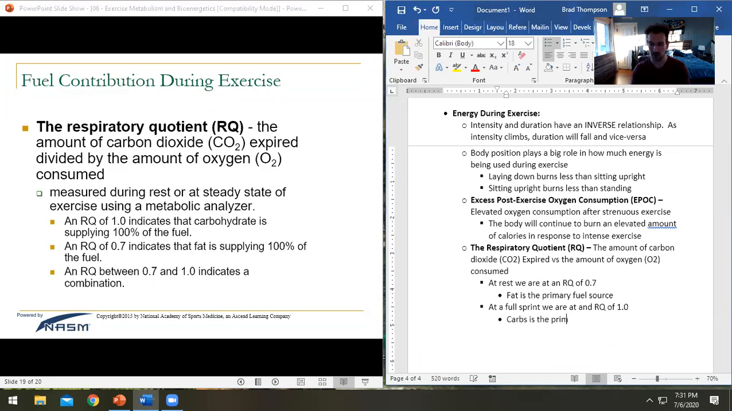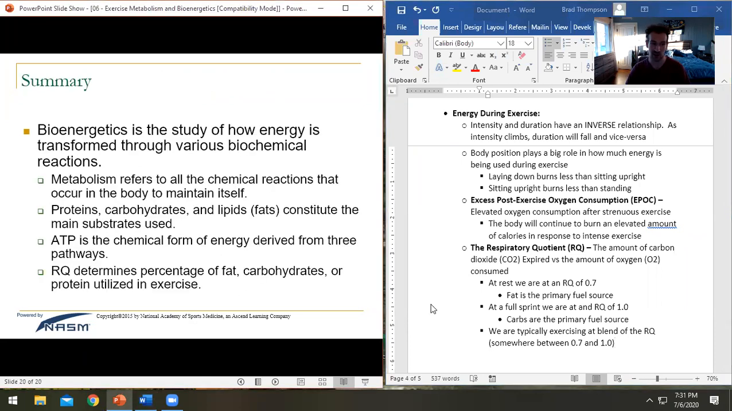Carbs is the primary fuel source, right? And we are typically exercising at a blend of the RQ, somewhere between 0.7 and 1.0. Okay, so we're somewhere in a blend of that at all times, depending on your intensity, your duration, and your reps and things like that.